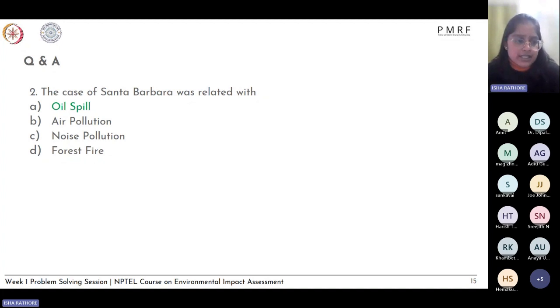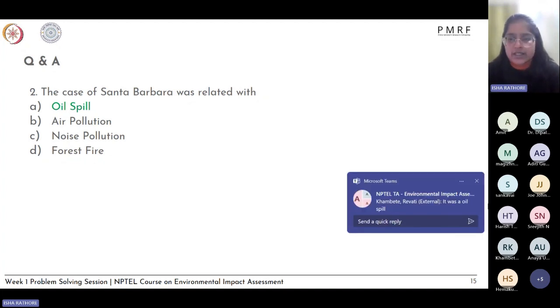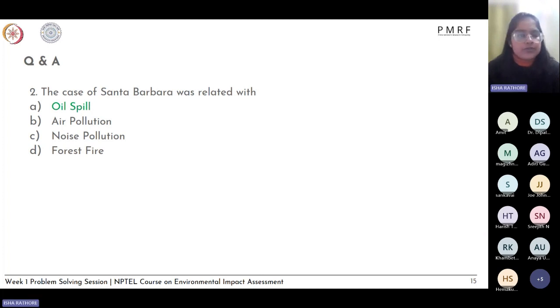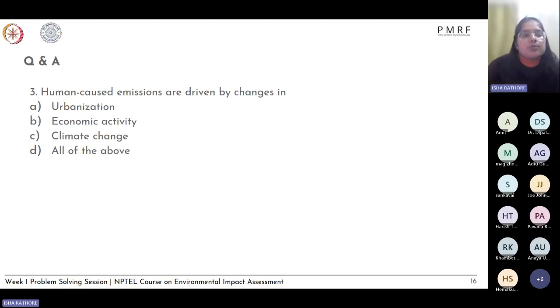Santa Barbara was a case of oil spill where the oil spilled on the floor of the sea, and this was a huge case because it led to an increase in environmental awareness in terms of our infrastructure, as well as how government should regulate and maintain the water and oceans. So this was a significant case which led to regulations being developed. Santa Barbara is related to an oil spill incident. So A is the correct answer. Okay, moving on to the next question.